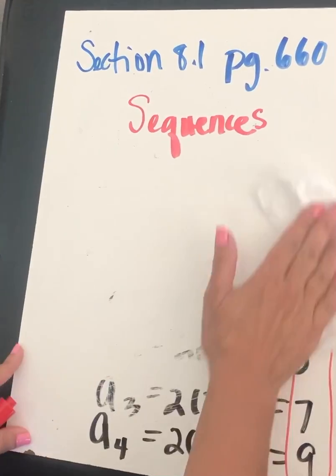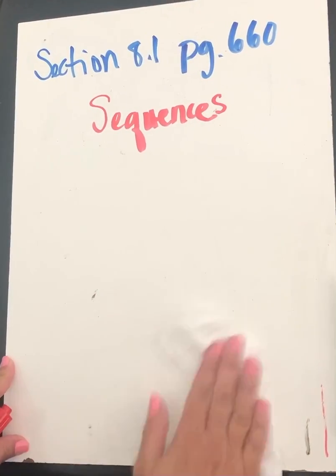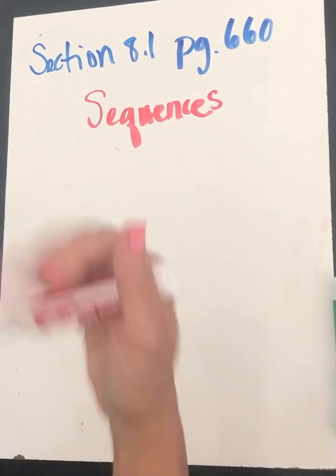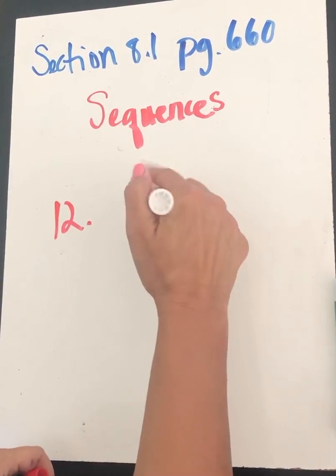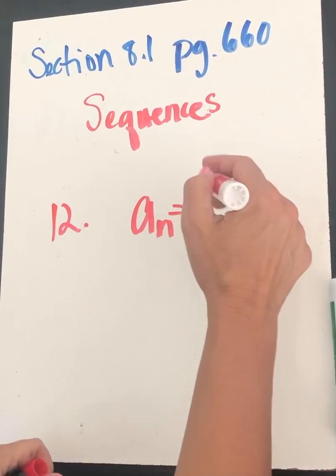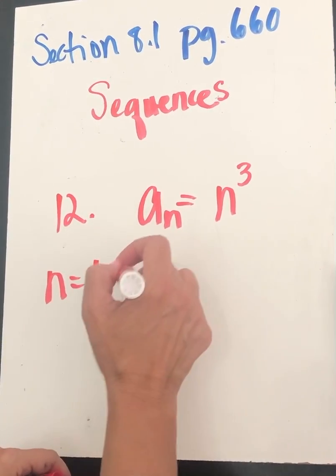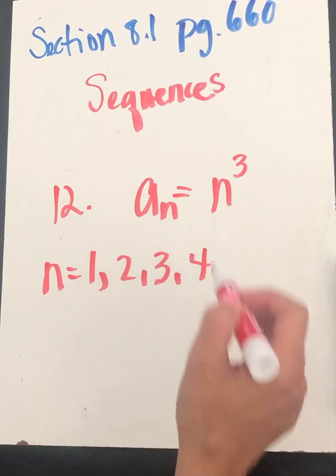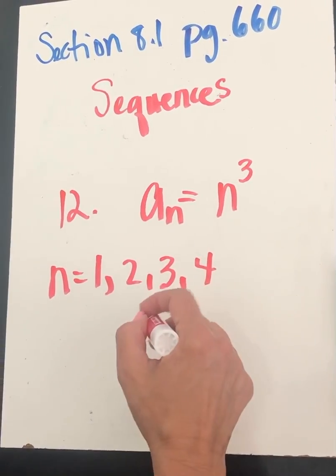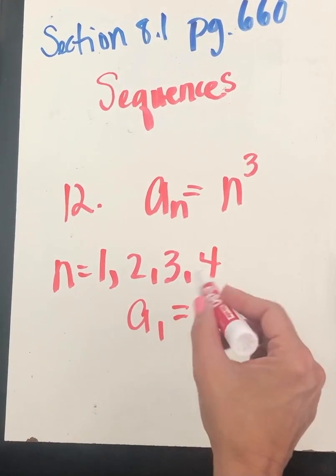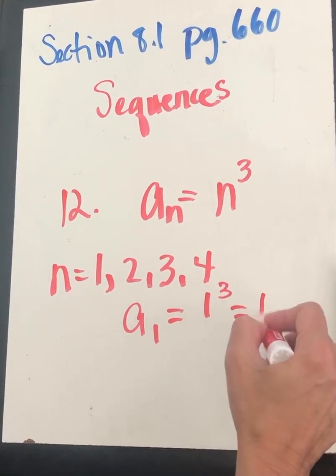So look at number 12. And on number 12, again, you're given a formula. So the formula is a subscript n equals n to the third. And you're replacing n with 1, 2, 3, and 4 because you want the first 4 terms in the sequence. So a subscript 1 is going to be n to the third, or 1 to the third, which equals 1.